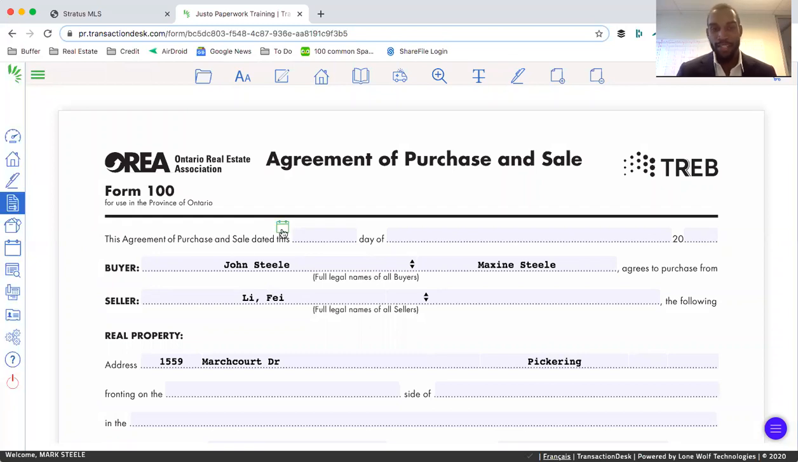For the very first boxes, you're just going to put the date. So this is the easiest way to do it. Click on that and just click on the date there. You're going to have your buyer's names as you have for all the other paperwork and the seller's name as well. Okay.